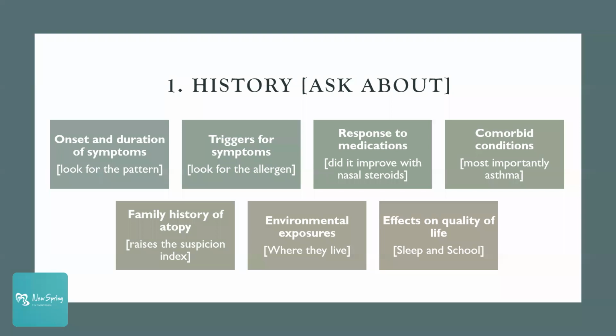So if we take them one by one and we mention, for example, the history, you have to ask about these questions. So the first question is, what's the onset and duration of the symptoms? You have to look for a pattern in the child. So when did it start? How did it start? How frequent is it? This is very important, and also it aids in the classification of allergic rhinitis. We will talk about this also later. And also the treatment depends on this classification of severity or recurrence, of course.